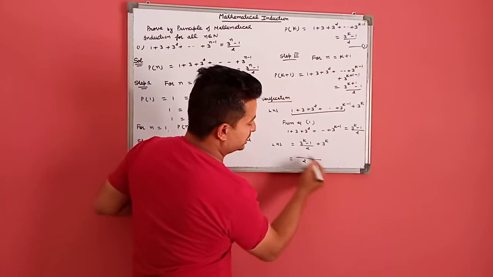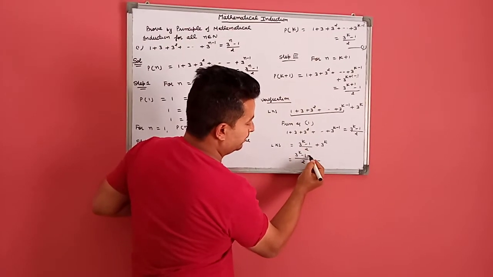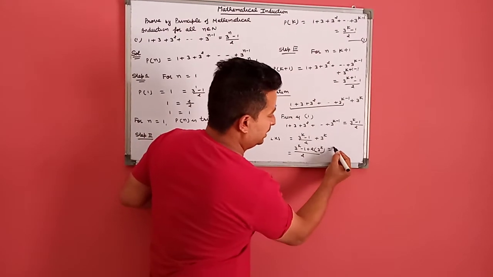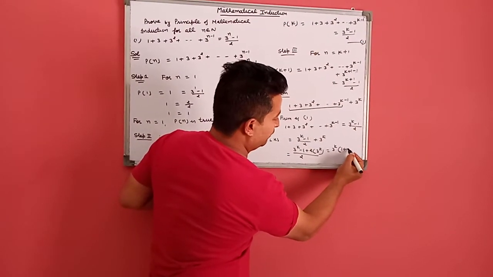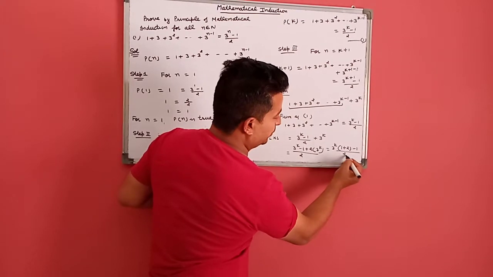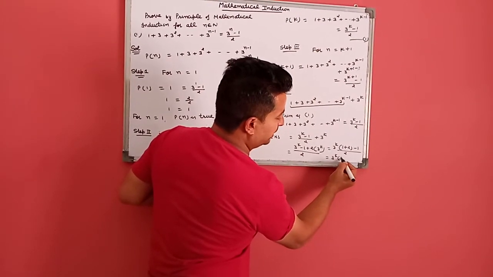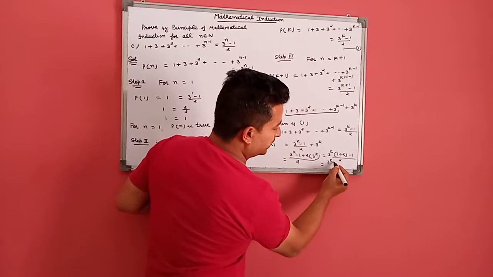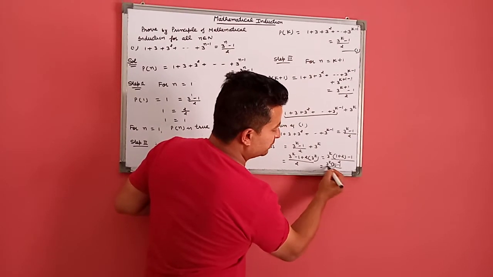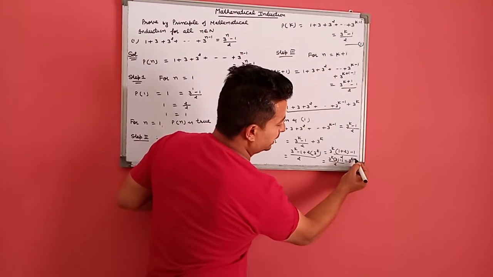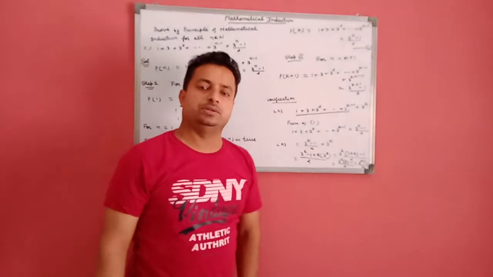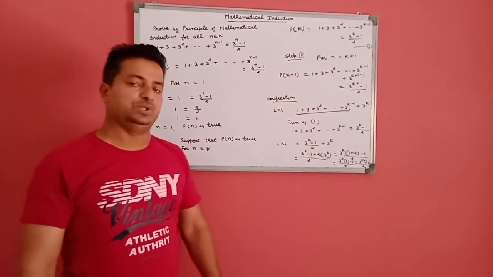So the left hand side is 3 power k minus 1 upon 2 plus 3 power k. When we take the LCM of this, it is 2. Into 3 power k, this 3 the power k is common. 1 plus 2 means 3, upon 2. That is 3 the power k into 3 upon 2. This is 3 power k plus 1 upon 2. This is the right hand side. This is the verification of this.